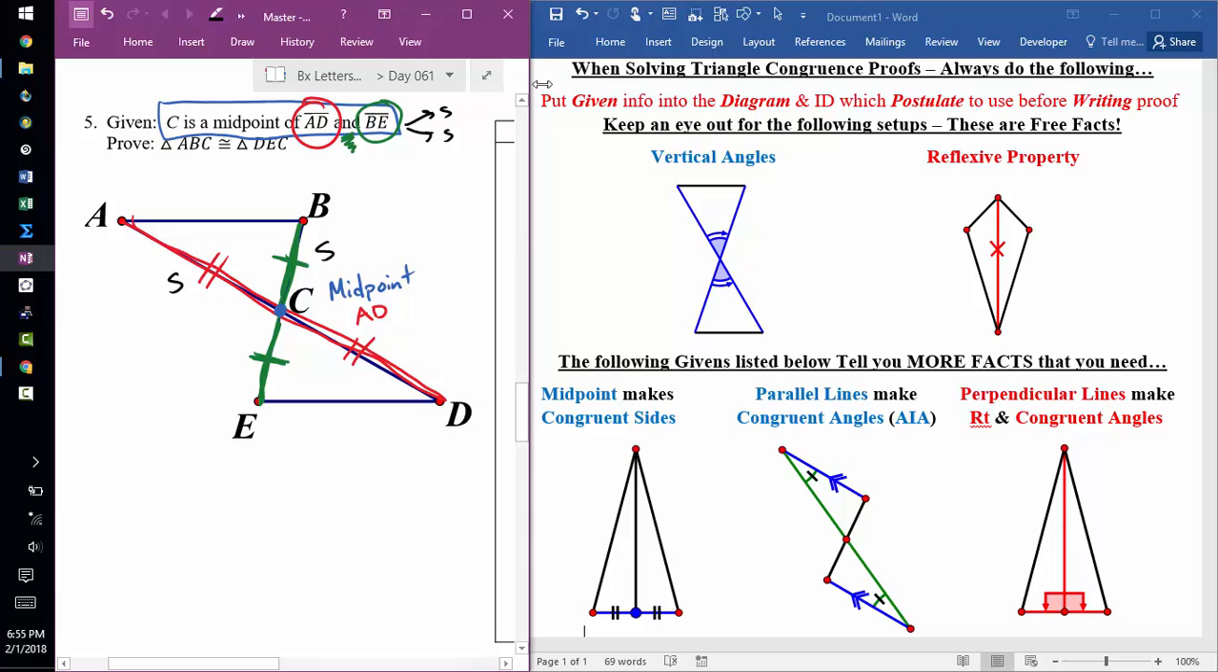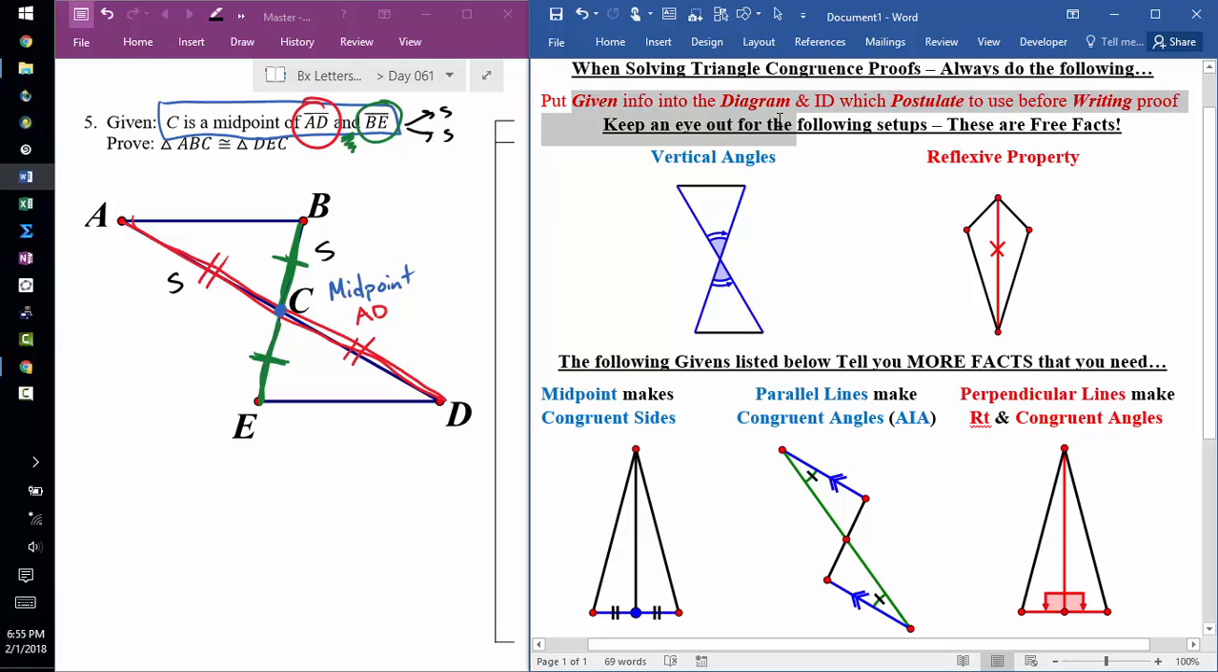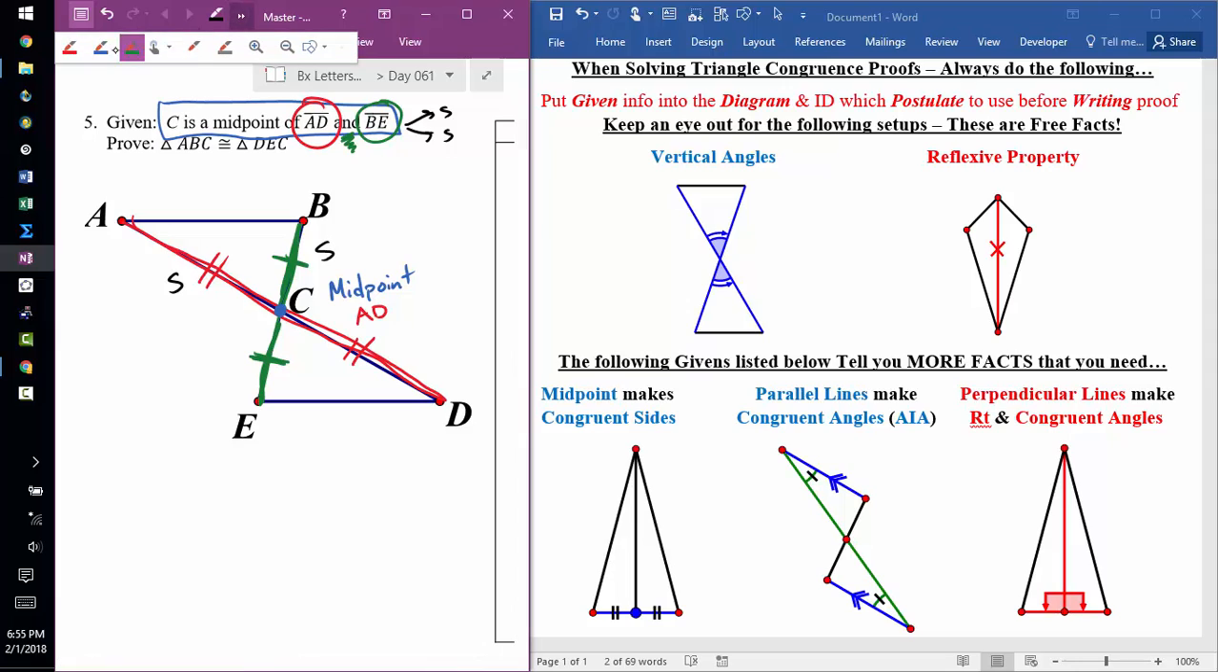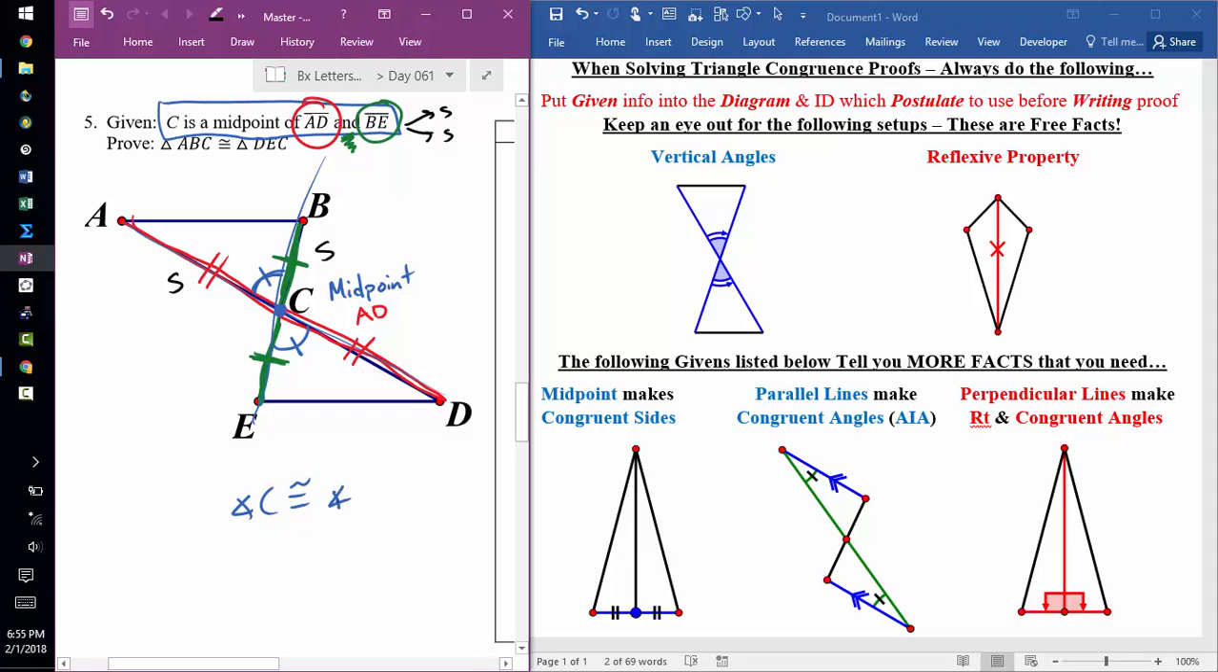And now I'm in that mode of, okay, I've used all my givens. I got to keep an eye out for any free facts that might be there. There's no reflexive, but I do see vertical angles in this problem. I've got that crisscross right there, and here and here. Those angles. We can't say that angle C is congruent to angle C. That's a no-no. That looks like the reflexive property. We have to be diligent and use the three-letter name. We have to be precise.